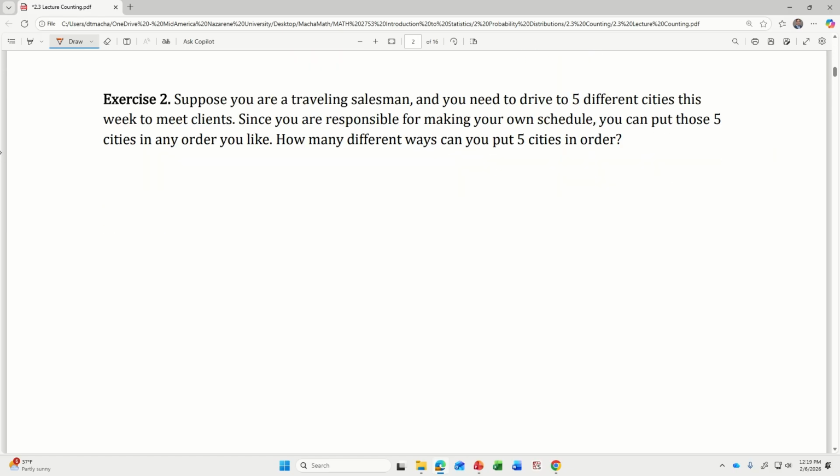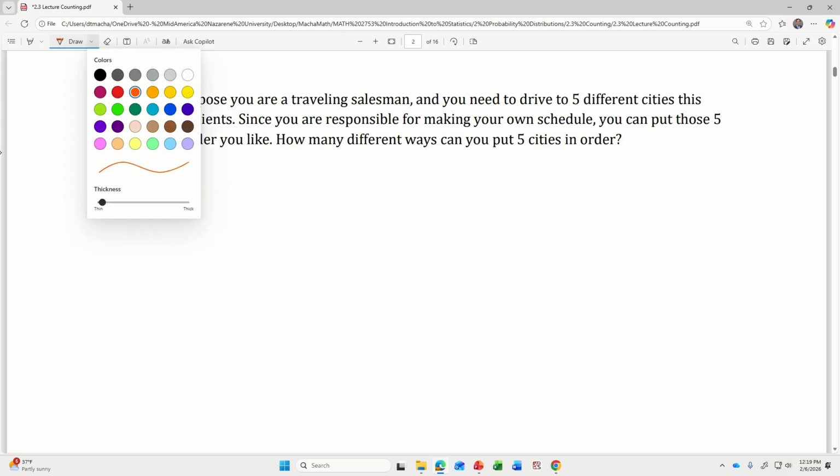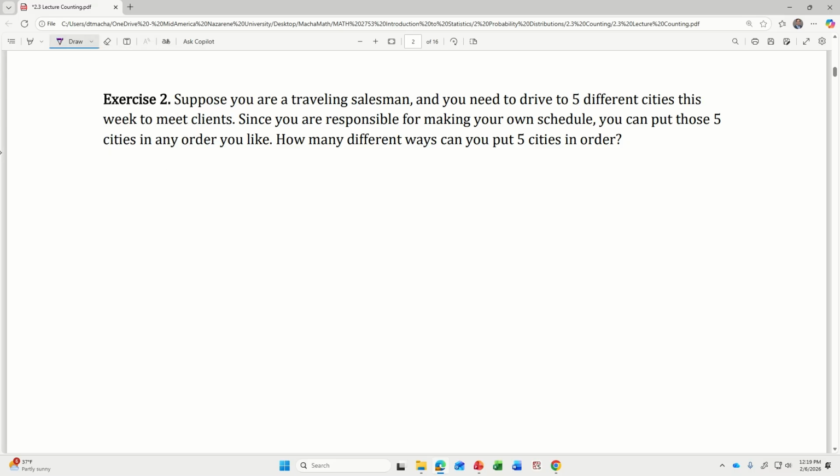Suppose you are a traveling salesman and you need to drive to 5 different cities this week to meet clients. Since you're responsible for making your own schedule, you can put those 5 cities in any order you like. How many different ways can you put 5 cities in order?